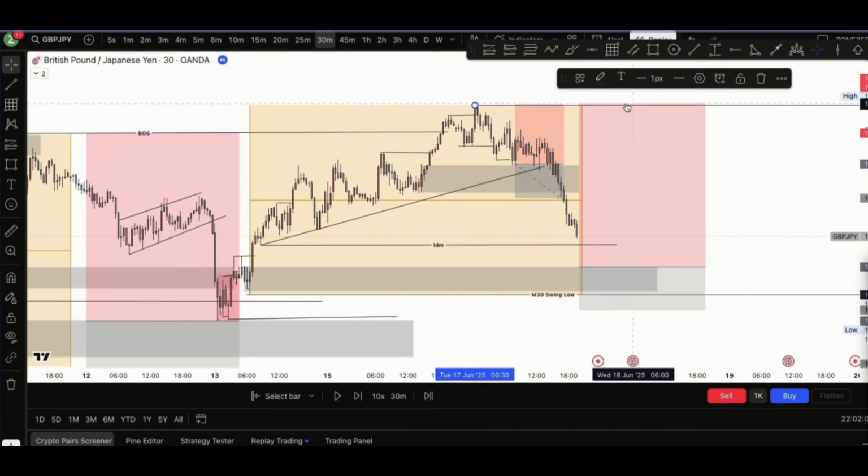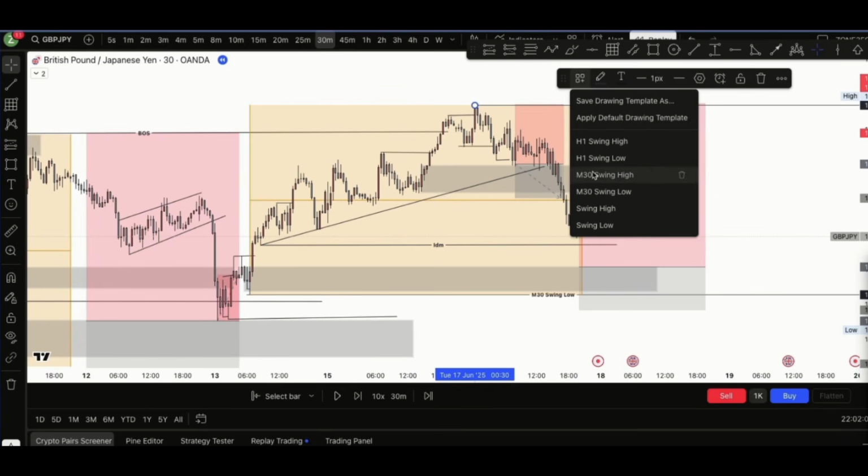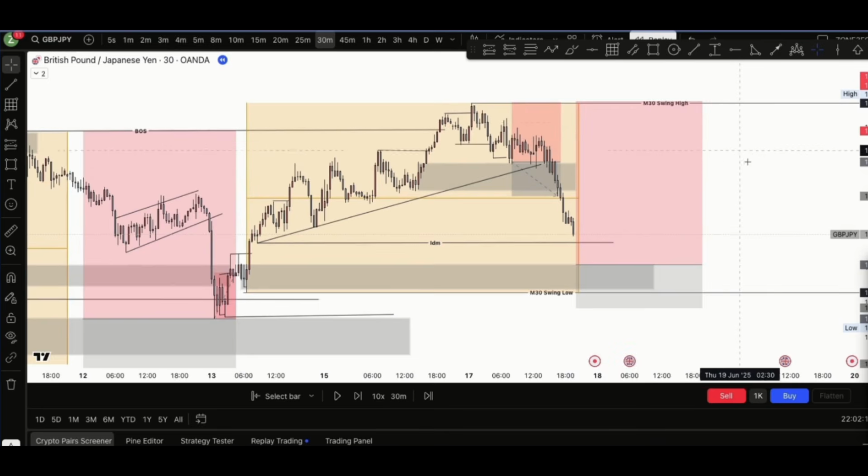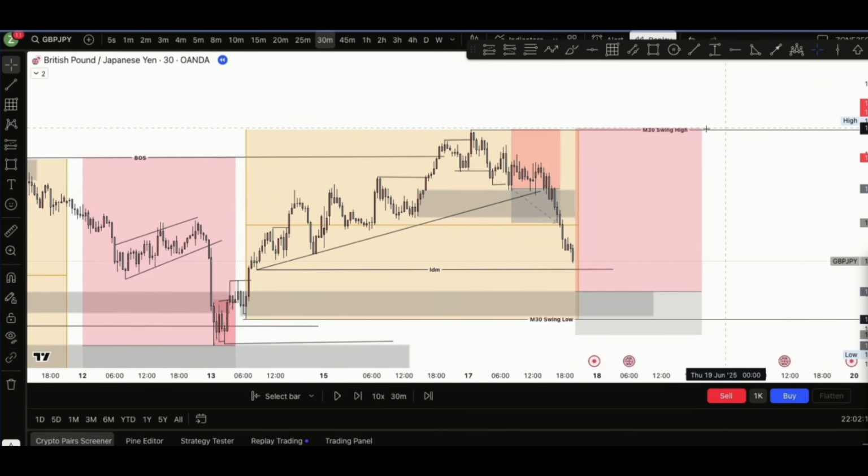So now this is our 30-minute swing high. It has been confirmed. Why do I say this is our 30-minute time frame? Can someone tell me? This is our 30-minute time frame swing high. Why?